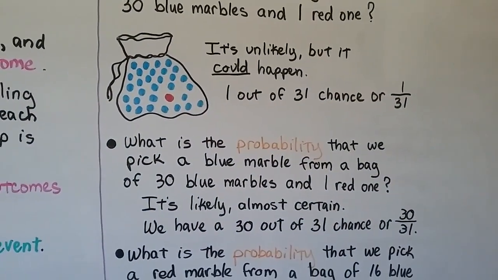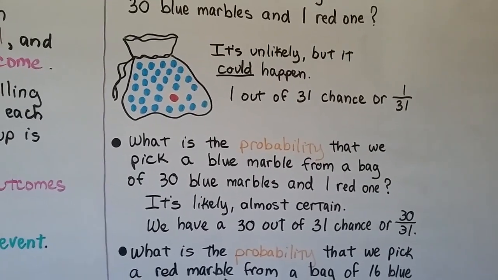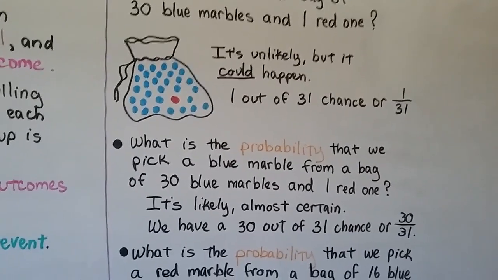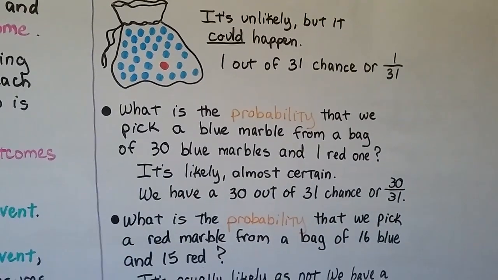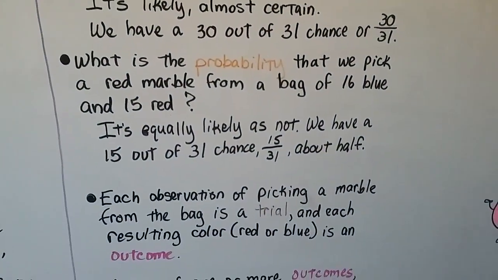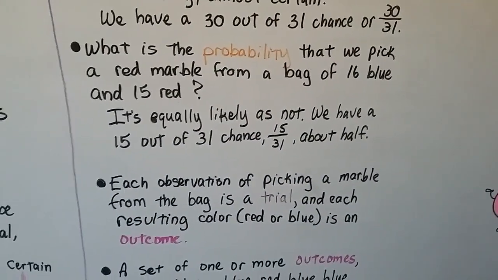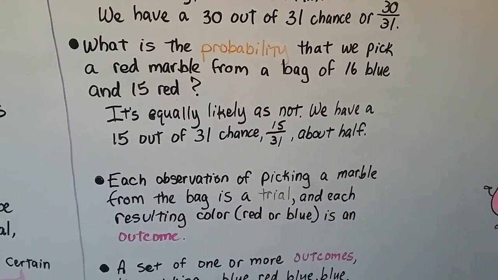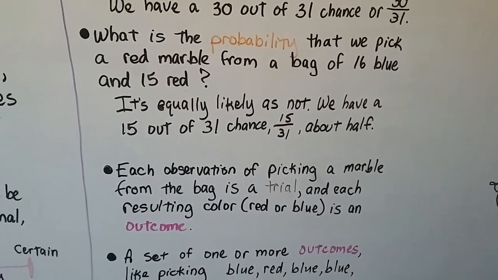What's the probability that we pick a blue marble from the bag of 30 blue marbles and 1 red one? Well, that's likely. It's almost certain because there are so many blue ones. We have a 30 out of 31 chance, or 30/31, to pick it, don't we? What's the probability that we pick a red marble from a bag of 16 blue and 15 red? Well, there are almost as many blue and red ones, so it's equally likely as not. We have a 15 out of 31 chance. It's about half. It's 15/31.